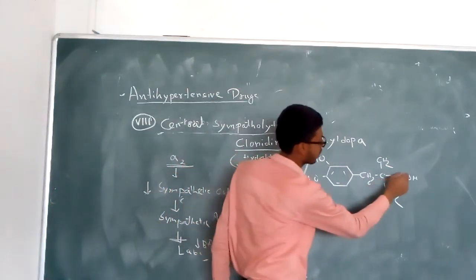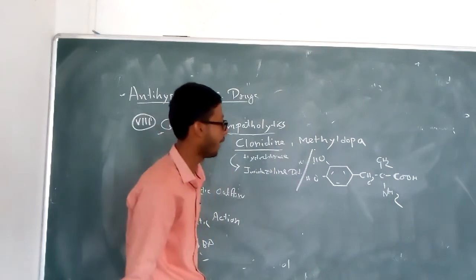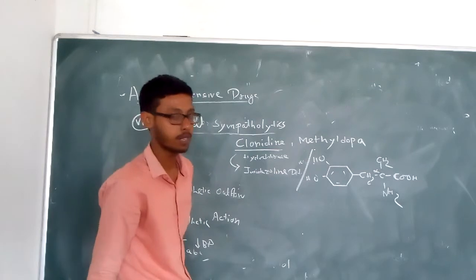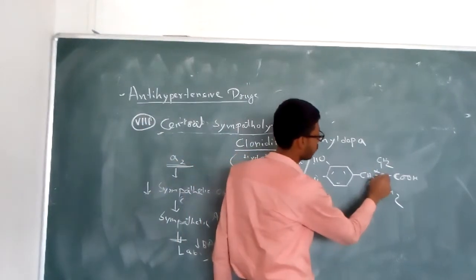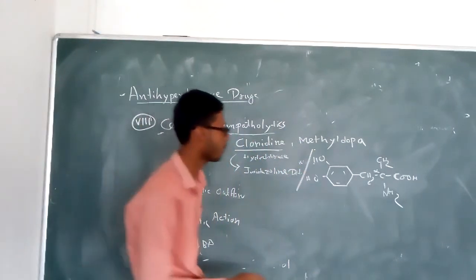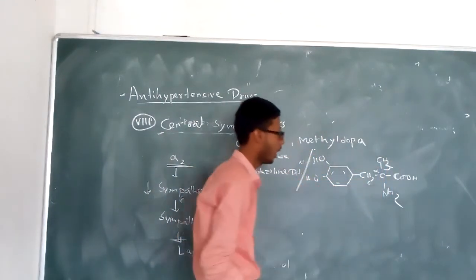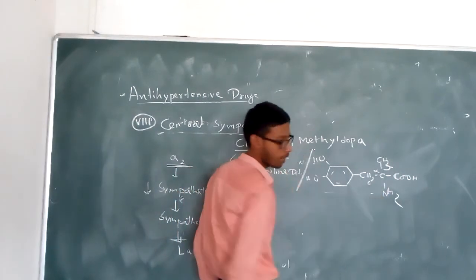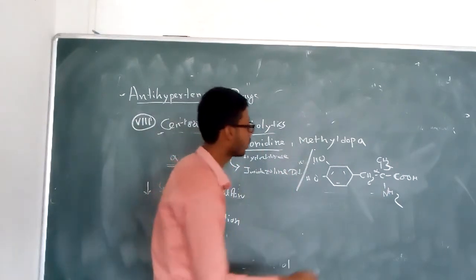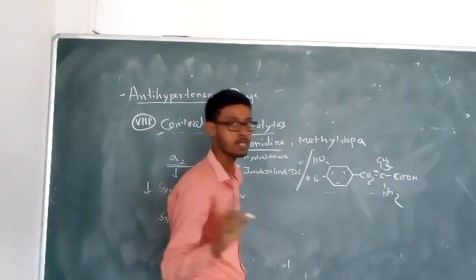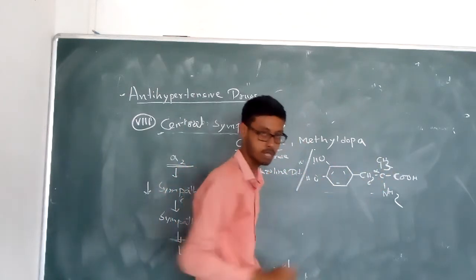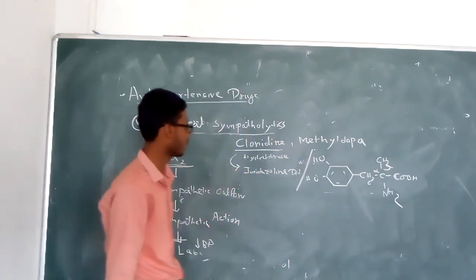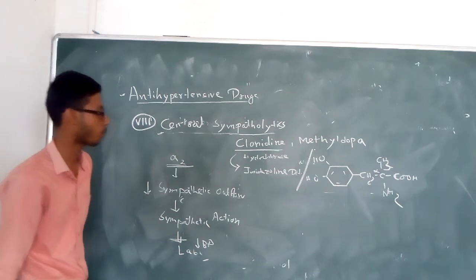At this position is the carboxylic group, and the adjacent carbon is known as the alpha carbon. At the alpha position, that is the number 2 position, it contains an extra methyl group, that is CH3, and the rest of the structure is similar. Without this CH3 group, it becomes the dopa structure, and if we attach a CH3 group at the alpha position, that is the structure of alpha methyl dopa or methyldopa.